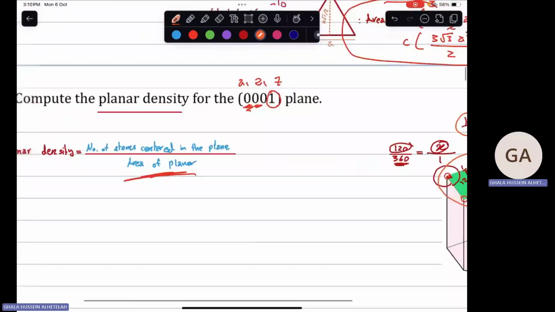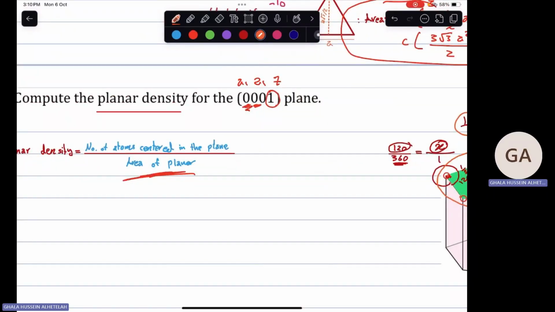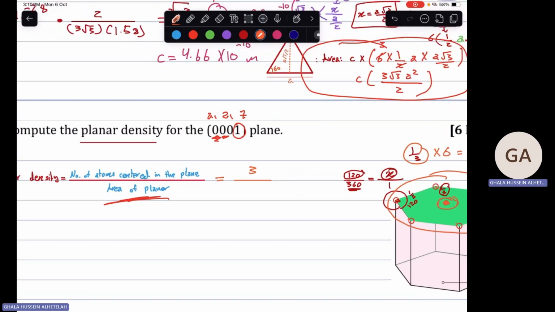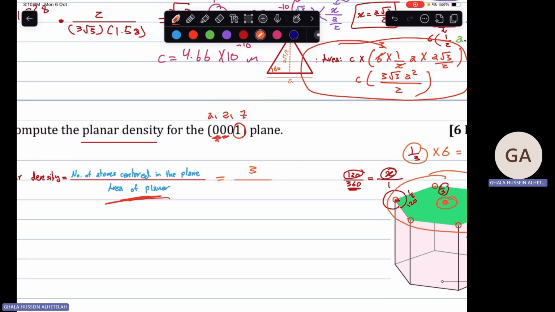Okay. So what you will do? We have 3 atoms over the area, which we just found.